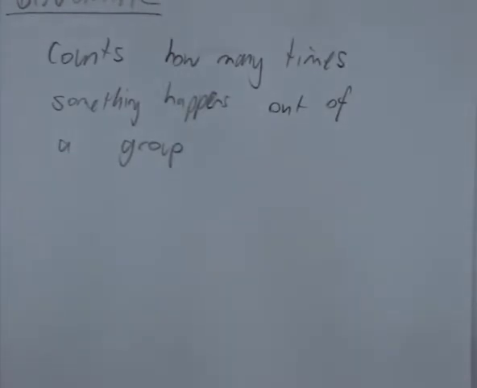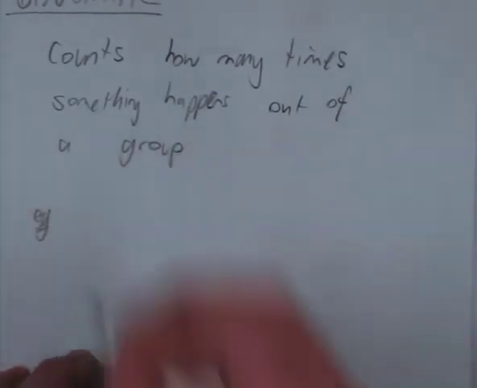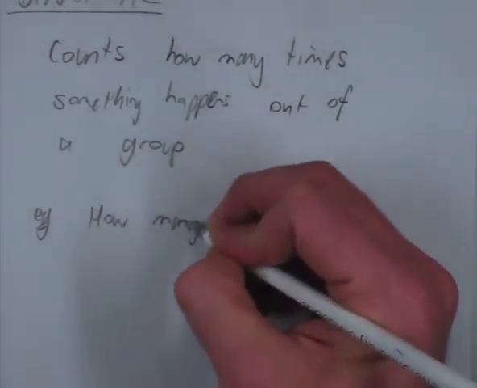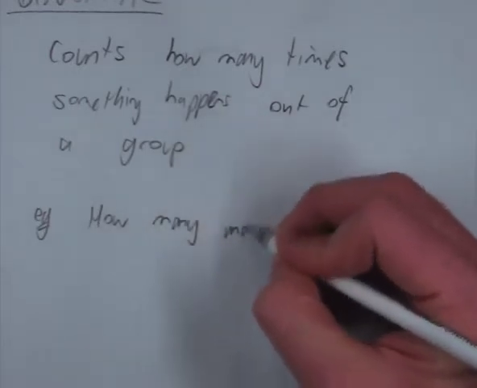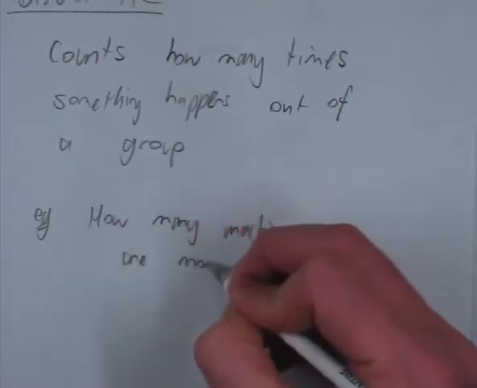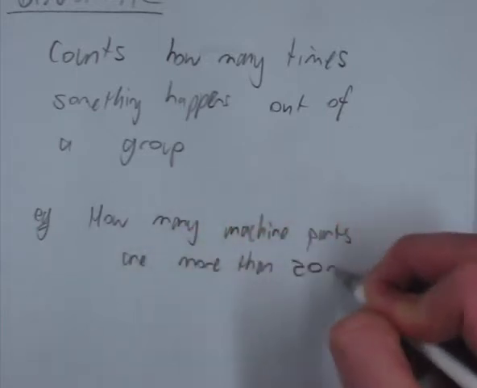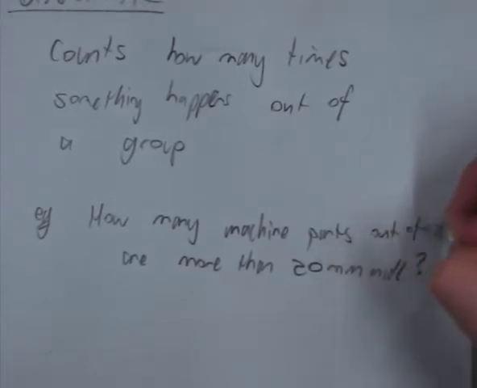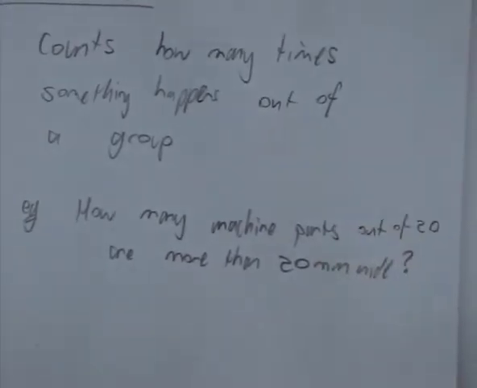So the situations are like, how many machine parts are more than 20 millimeters wide, out of 20? So there's a fixed number of objects that you're looking at, and you want to count how many of them are of a particular type. That's roughly what it's going to be like.